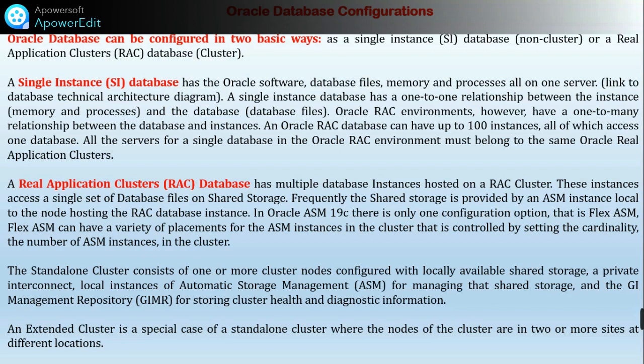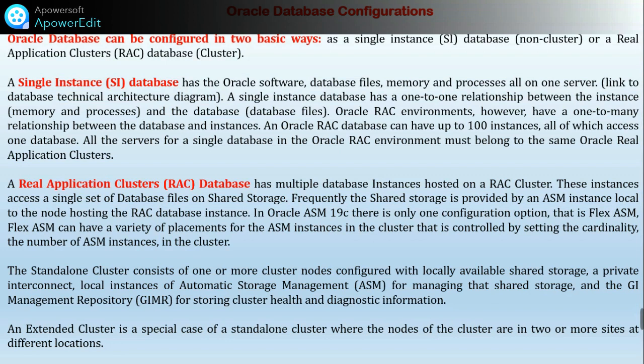These instances access a single set of database files on shared storage. Frequently, the shared storage is provided by an ASM instance local to the node hosting the RAC database instance. In Oracle 19C ASM, there is only one configuration option, that is Flex ASM. Flex ASM can have a variety of placements for the ASM instances in the cluster, controlled by setting the cardinality, the number of ASM instances in the cluster.